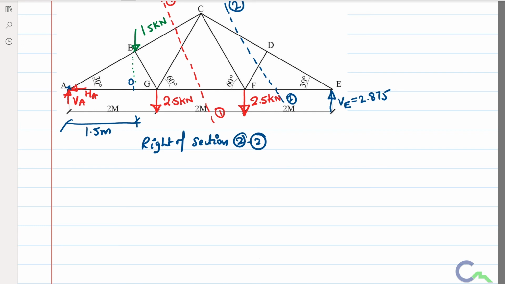So I am going to draw VE acting upward, that value is 2.875. Then I will draw this member. Here we have the point D. Then it is going to cut the members, that is FE. Then one more member, that is FDF. That is this member. Then it is going to cut FCD.